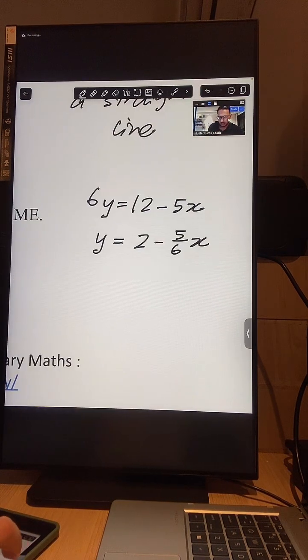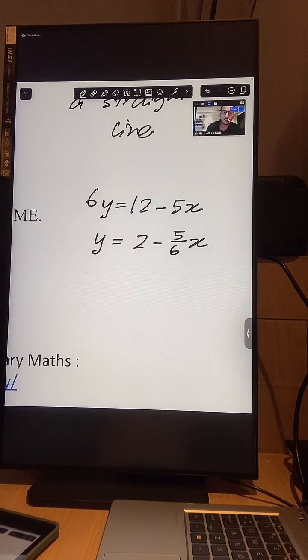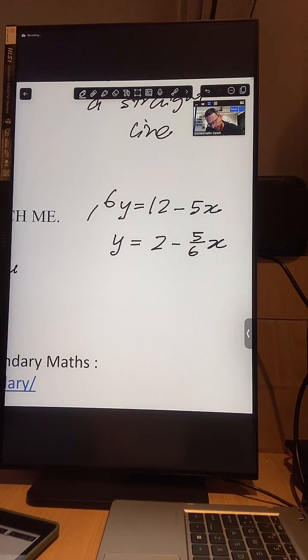Okay, let's take a closer look at this. You have 6y, you divide it by 6, you get y. Now, what happens to 12 when you divide it by 6? You get 2. What happens to 5 when you divide it by 6? You get 5 over 6, or in this case, minus 5 gives you minus 5 over 6. This minus 5 over 6 is the important one here. So minus 5 over 6 is your gradient.